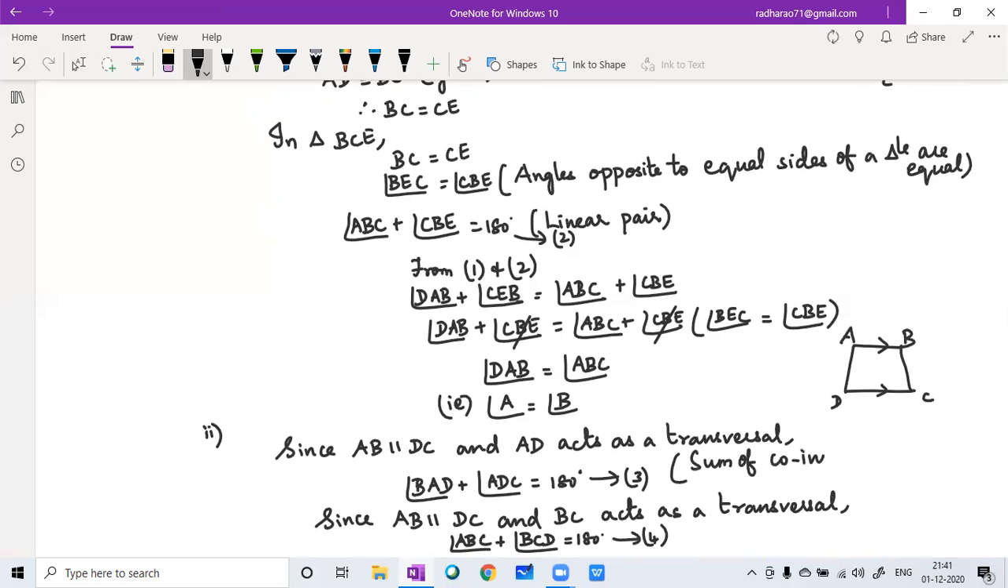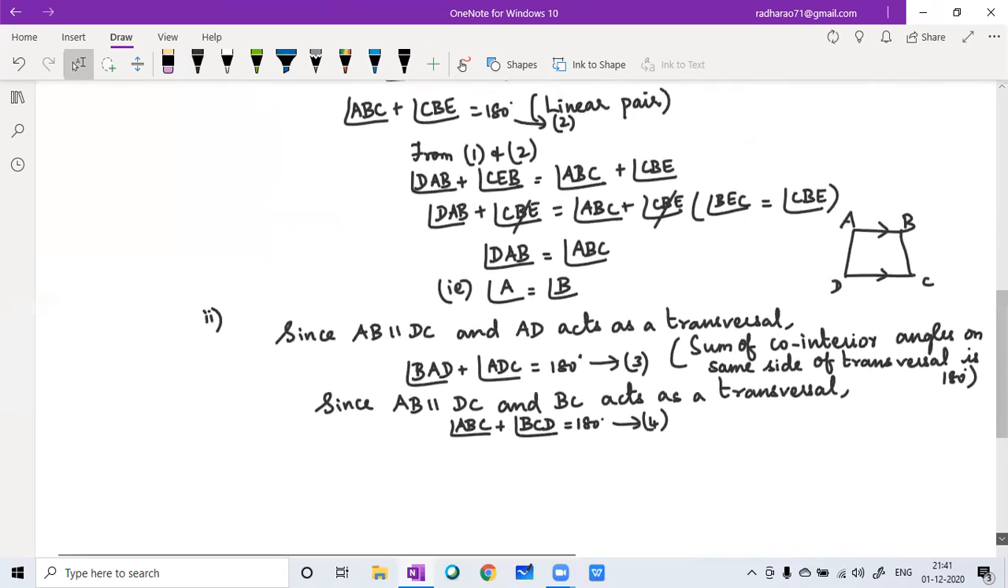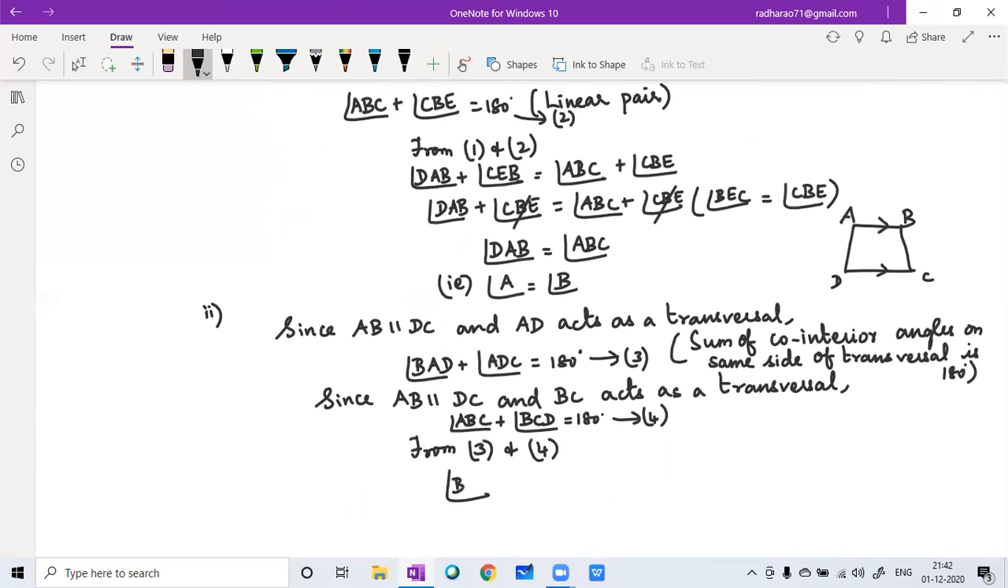Sum of co-interior angles on the same side of the transversal is 180. Okay, that is the reason for the fourth equation also. Now look at the third and fourth equation. The right side is equal, so the left side will also be equal. So from 3 and 4, I can say angle BAD plus angle ADC is equal to angle ABC plus angle BCD.